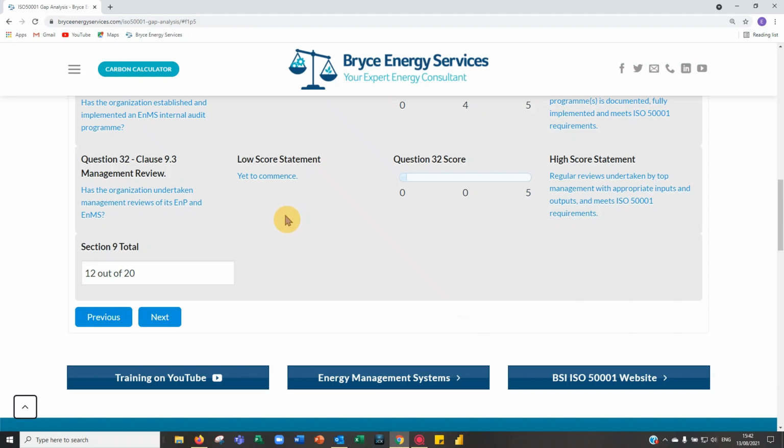Is the energy management system scope and context still the same year on year, and is that confirmed? Because you may expand the factory, you may buy another business, you may sell a business. All of this needs to be taken into account for the broader energy management system.